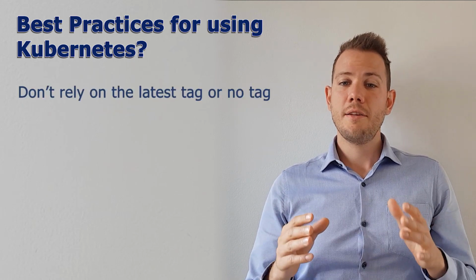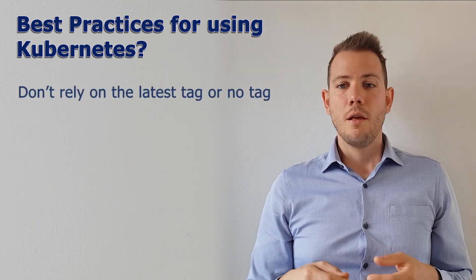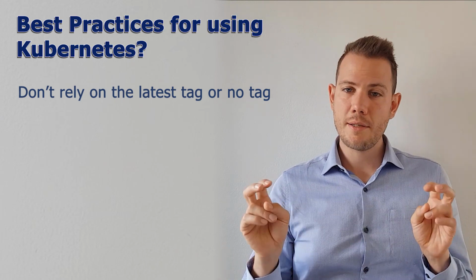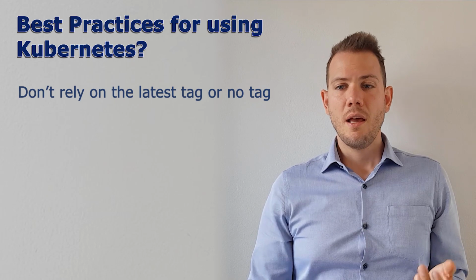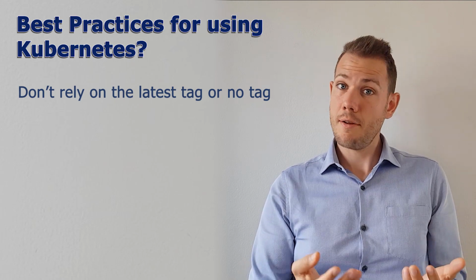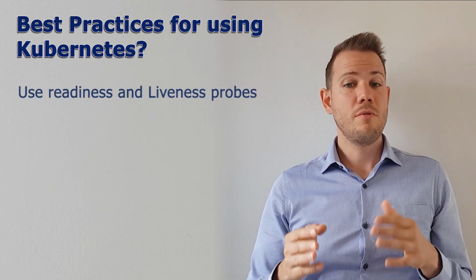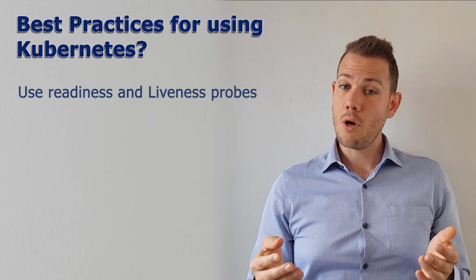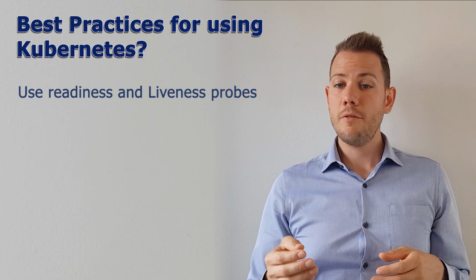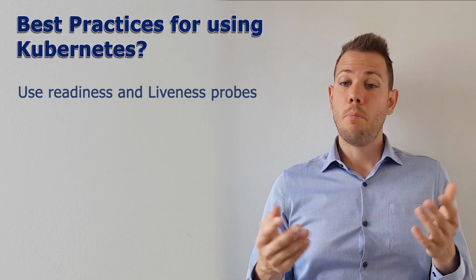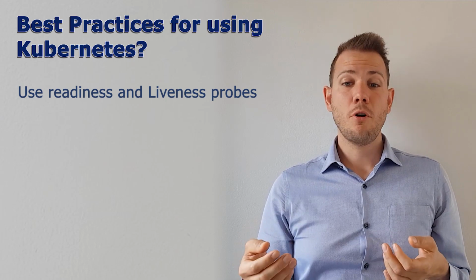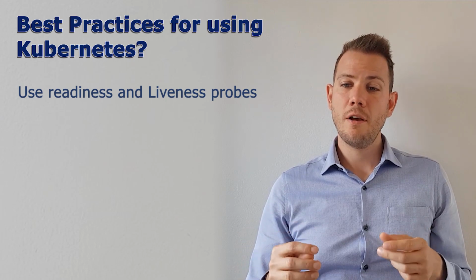Don't rely on the latest or no tag at all. If you don't add a tag to your container, Docker will always try to pull latest from the repository, and that may or may not contain the changes that you think it contains. Use readiness and liveness probes. Probes can be used so that Kubernetes knows if nodes are healthy and if it should send traffic to them or not. By default, Kubernetes checks if a process is running or not, but by using probes, you can leverage this default behavior and add more advanced logic to it.